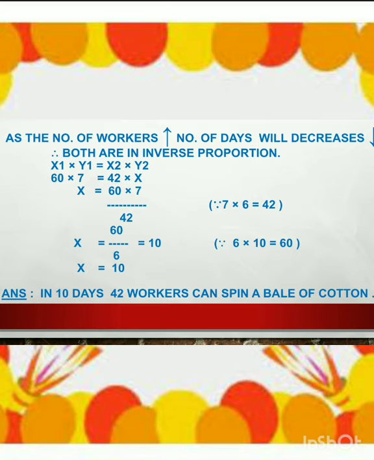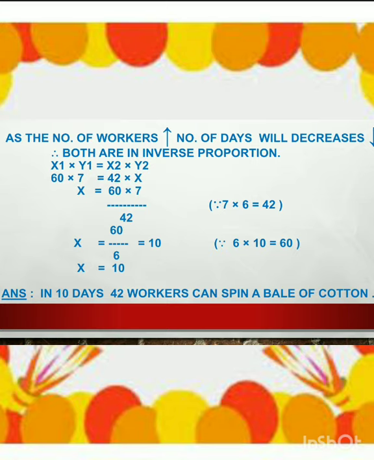So we can multiply the values. So x1 into y1 is equal to x2 into y2. That is 60 into 7 equal to 42 into x. So x equals 60 into 7, that 42 we can transfer to the opposite side. So 60 into 7 by 42.